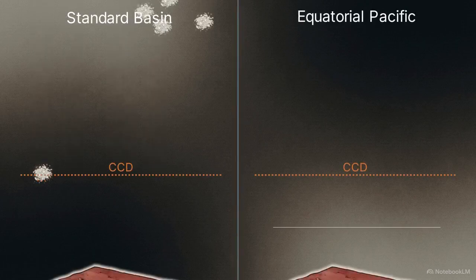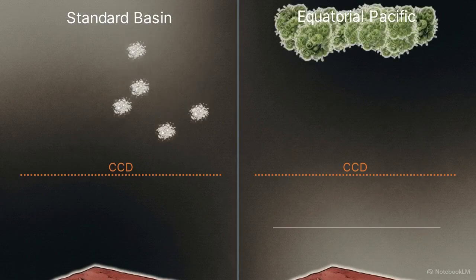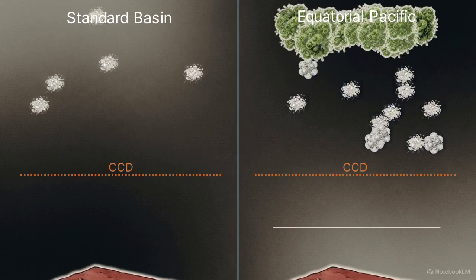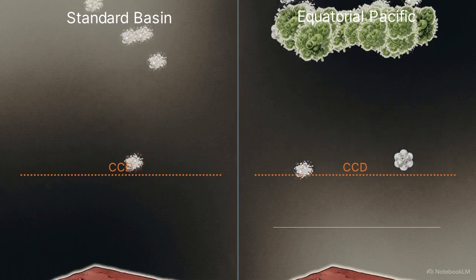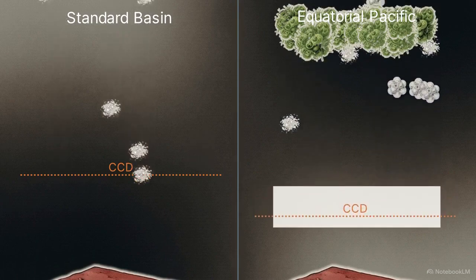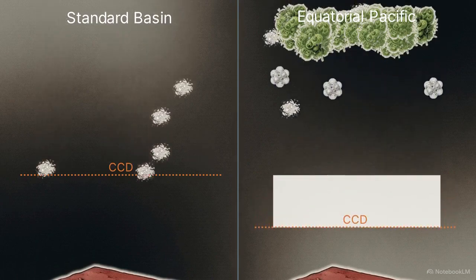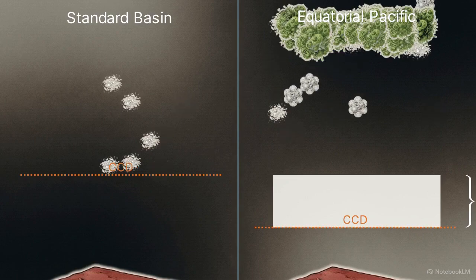On the left is a standard Pacific basin, and on the right is the equatorial Pacific. Here, cold, nutrient-loaded water upwells from the deep, driving massive biological productivity at the surface. This creates a concentrated calcareous rain. The volume of sinking shells arrives faster than the deep-water carbonic acid can dissolve them. Because the acid is overwhelmed, the local carbonate compensation depth is physically pushed down, settling 500 to 800 meters deeper.